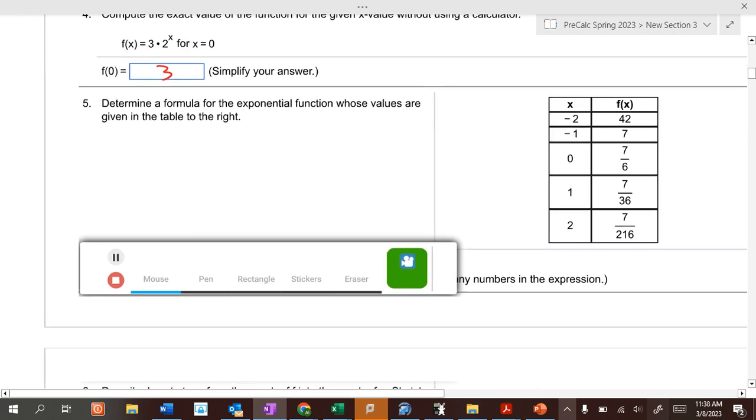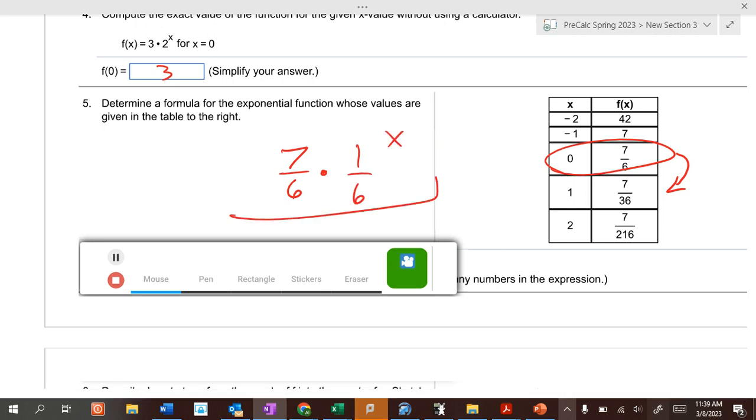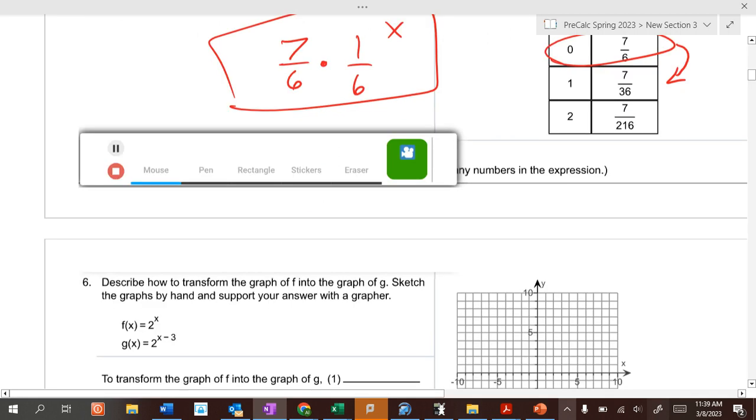All right, so what would the formula for this function be? What should we look at first? The 0. This is the base, 7/6. Or no, this is the initial value, 7/6. What are we multiplying 7/6 by to get 7/36? 1/6 to the x power. So that would be our function that we have.